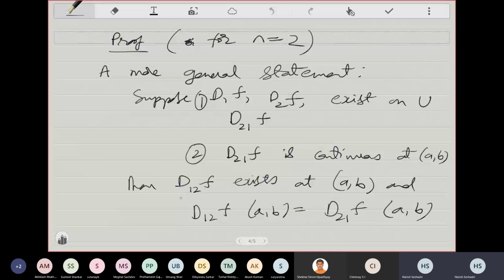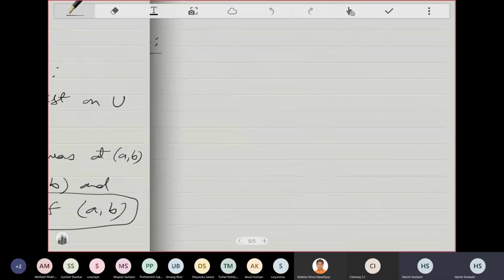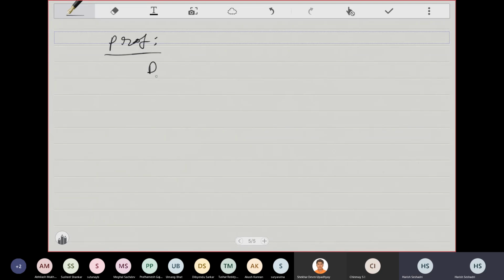So this is the thing we are interested in. I want to get hold of D12 f. I don't even know it exists, but I want to show it exists and is equal to the right-hand side. But what is D12 f at (a,b)? This is by definition a limit.